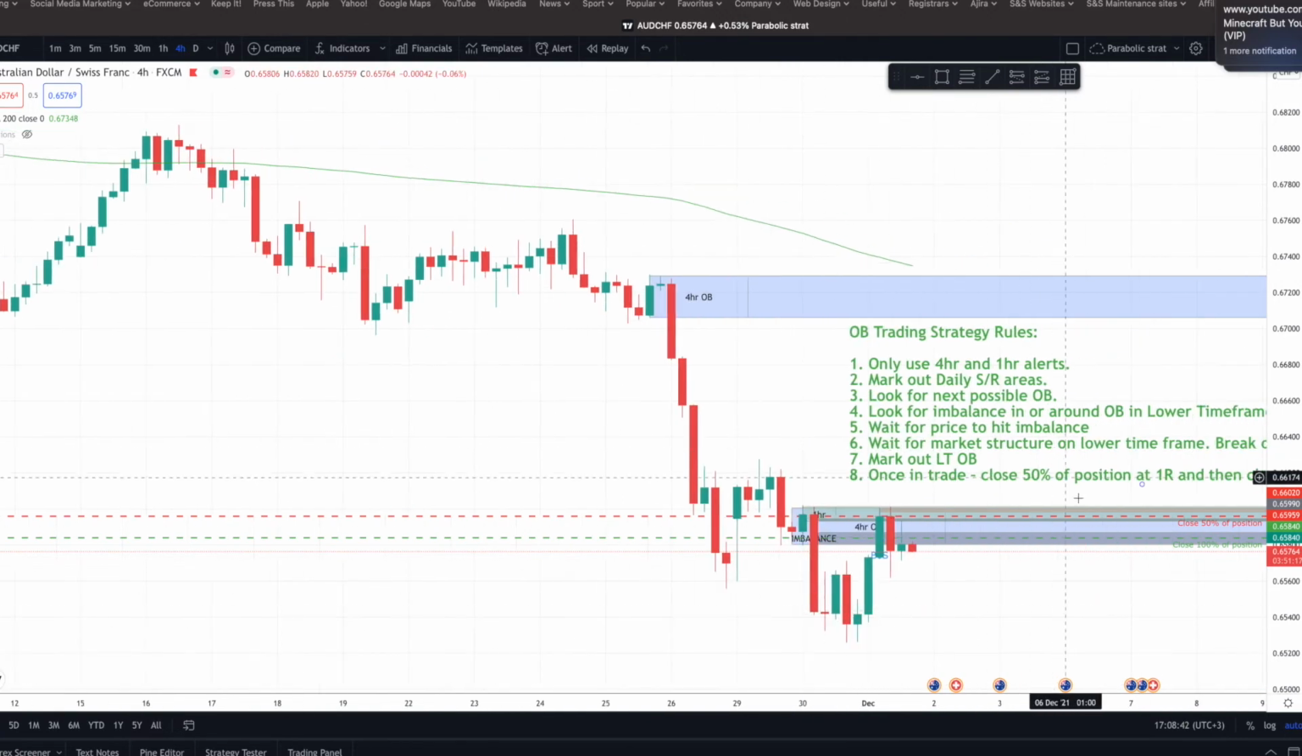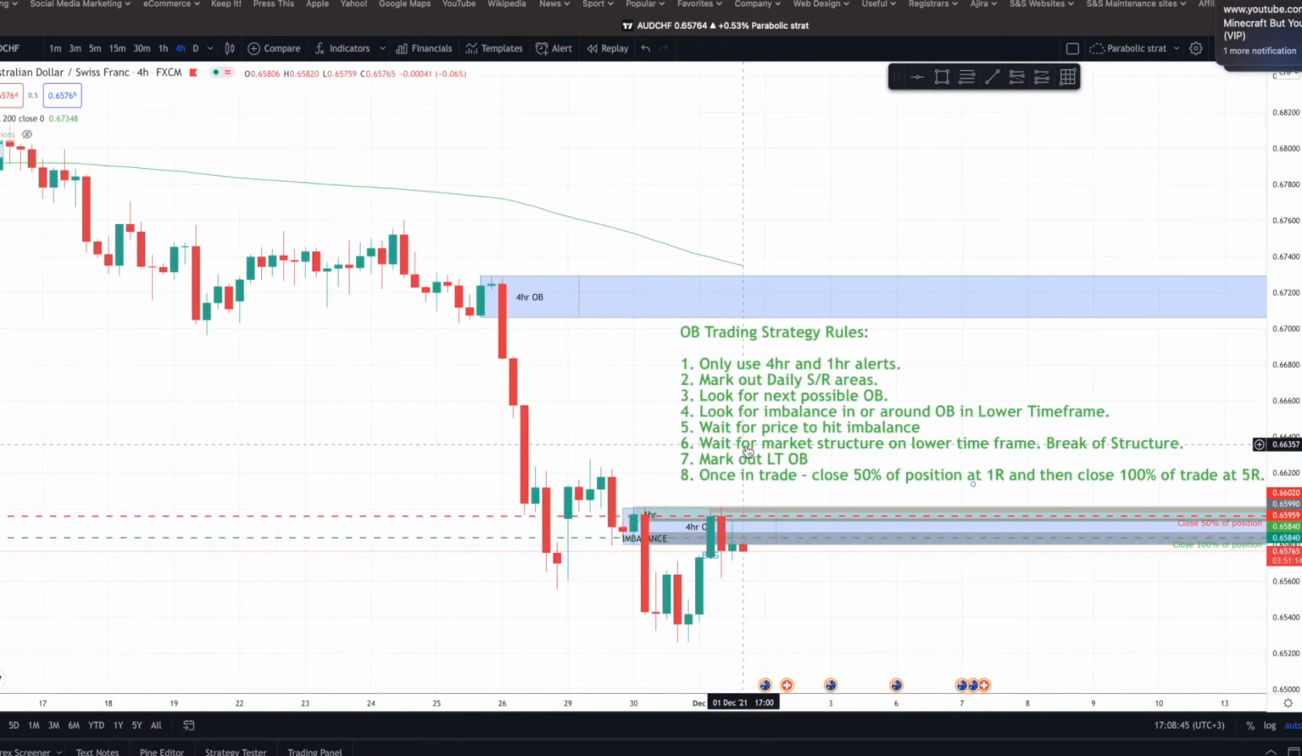So like I said, once you get that market structure happening on the lower time frame, the break of structure, you will mark out your lower time frame OB, which we did. We were on the 3-minute. We could have been on the 1 minute and the 5 minute. It probably would have worked on all time frames, right?